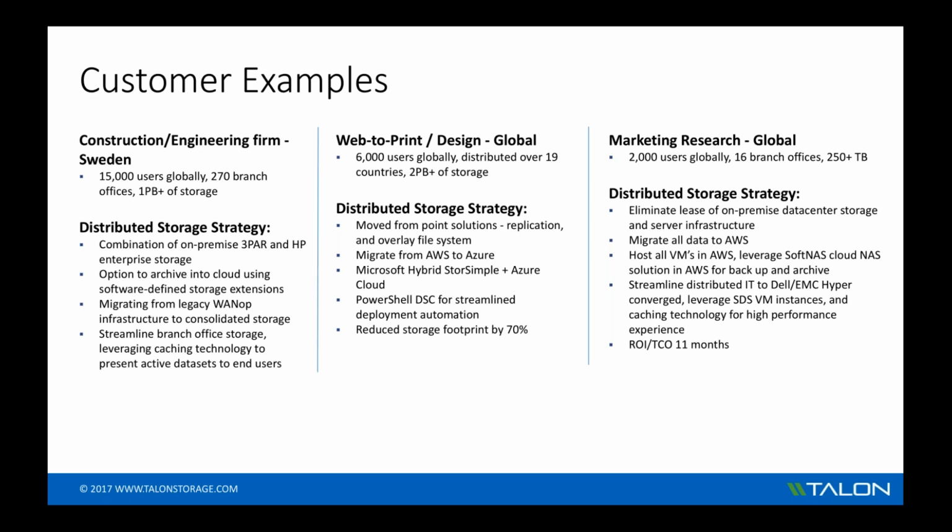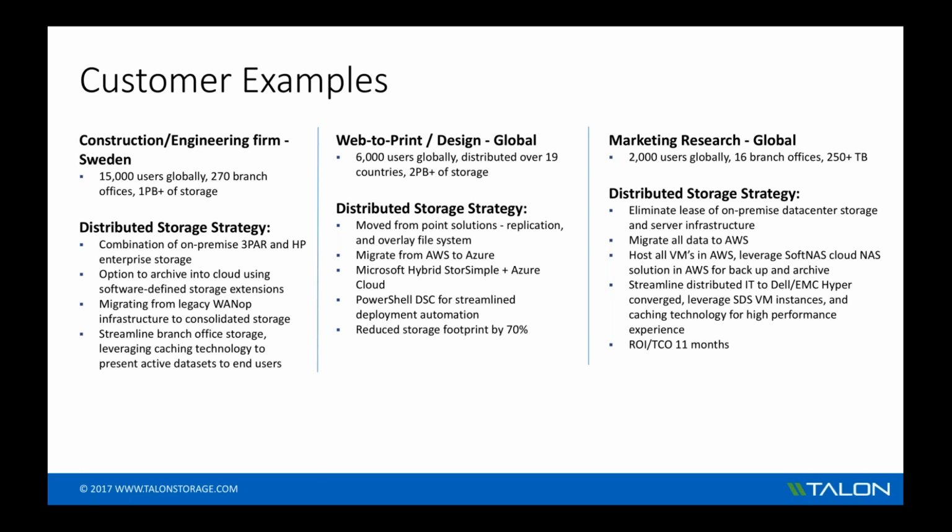The strategy that they went with, and this is based on their existing infrastructure, they had 3PAR HP Enterprise storage on the back end, and it gave them the option to archive into the cloud using a software-defined storage extension with that existing platform. They wanted to migrate from legacy WAN optimization. WAN optimization had been in the environment for over 6 years, and it was solving the issue around file access, file acceleration, as well as a lot of different HTTP applications.